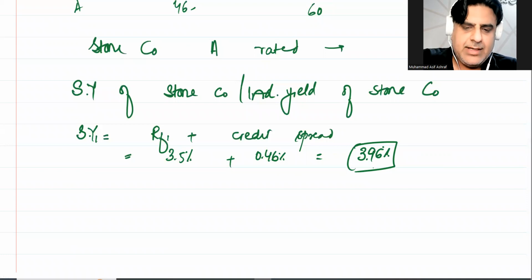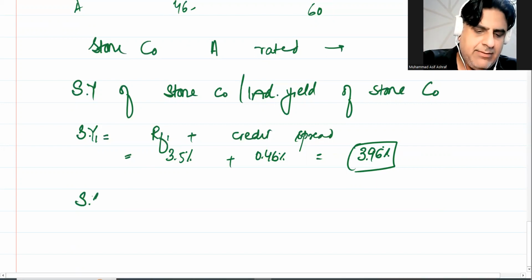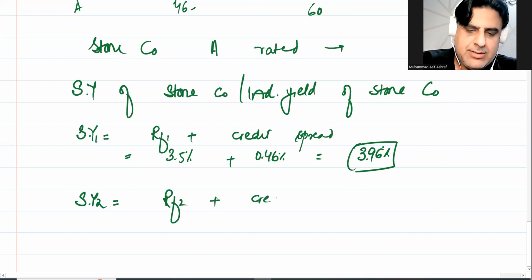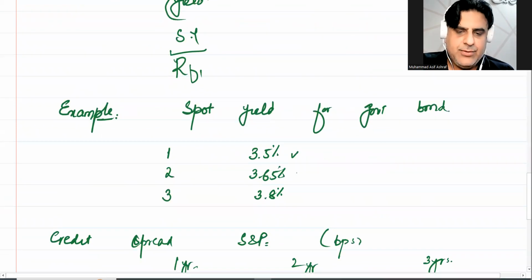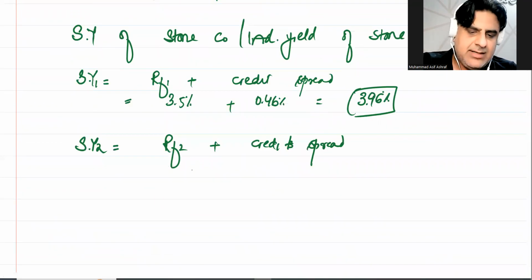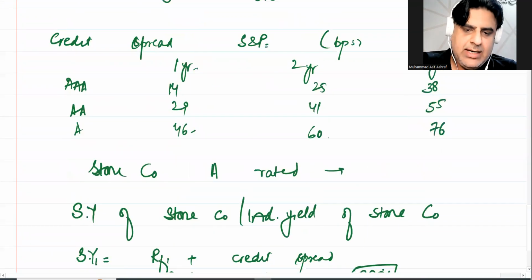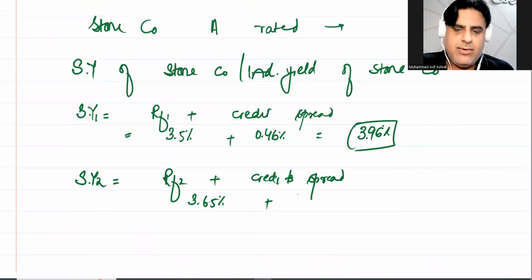This means that if government bond of 1 year is yielding 3.5%, the 1 year bond of Stone Co will be yielding 3.96%. Now you got the point. Similarly, I will find out the spot yield of year 2, RF2 plus the credit spread of 2 years bond. What was the RF? RF of 2 was 3.65% plus Stone Co rating was A, and the credit spread of 2 year bond is 60.